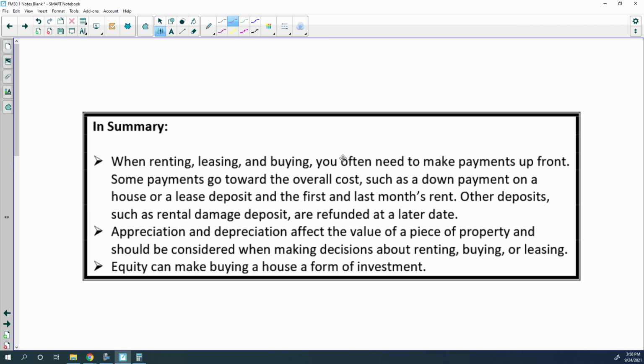So in summary, when renting, leasing, and buying, you often need to make payments up front. Some payments go toward the overall cost, such as a down payment on a house or a lease deposit and the first and last month's rent. Other deposits, such as rental damage deposits, are refunded at a later date. Appreciation and depreciation affect the value of a piece of property and should be considered when making decisions about renting, buying, or leasing. Equity can make buying a house a form of investment.